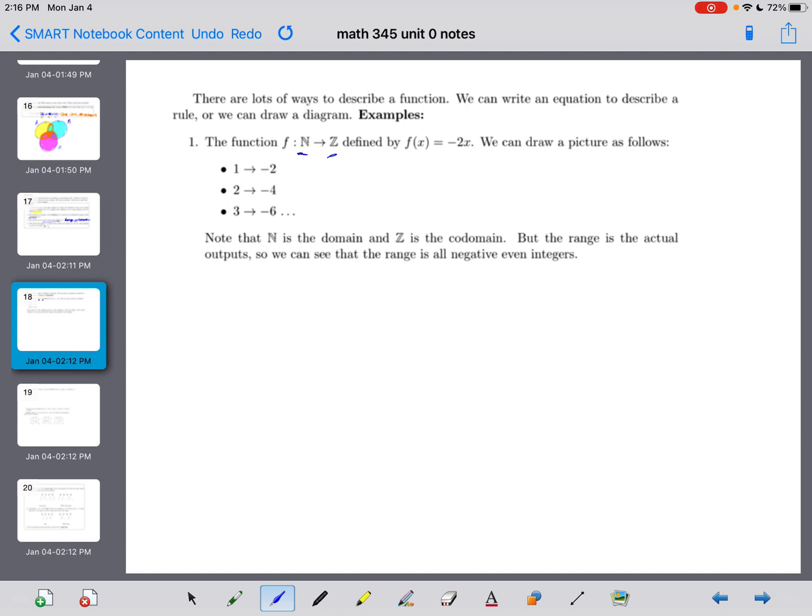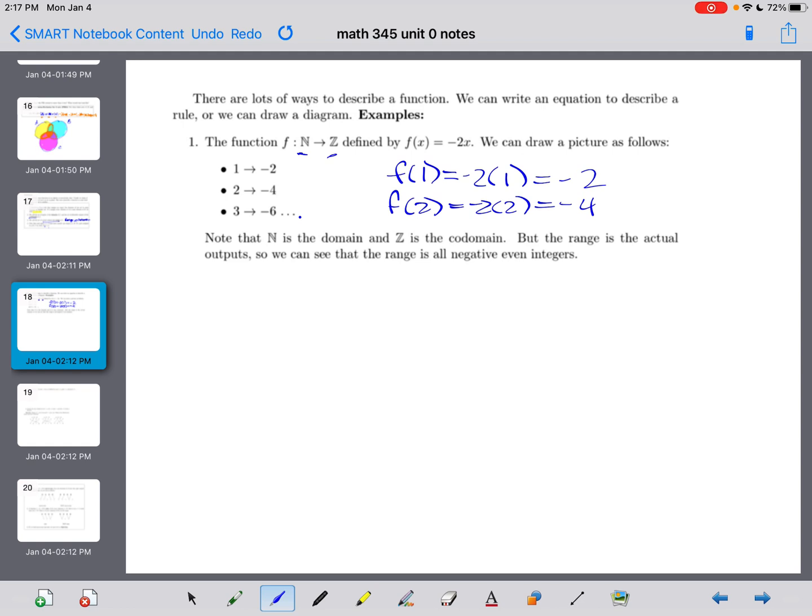The input of 1 is going to give you an output of negative 2. That's because f of 1 is going to be negative 2 times 1, which is negative 2. Similarly, f of 2 is going to be negative 2 times 2, which is negative 4. f of 3 would be negative 6, etc.